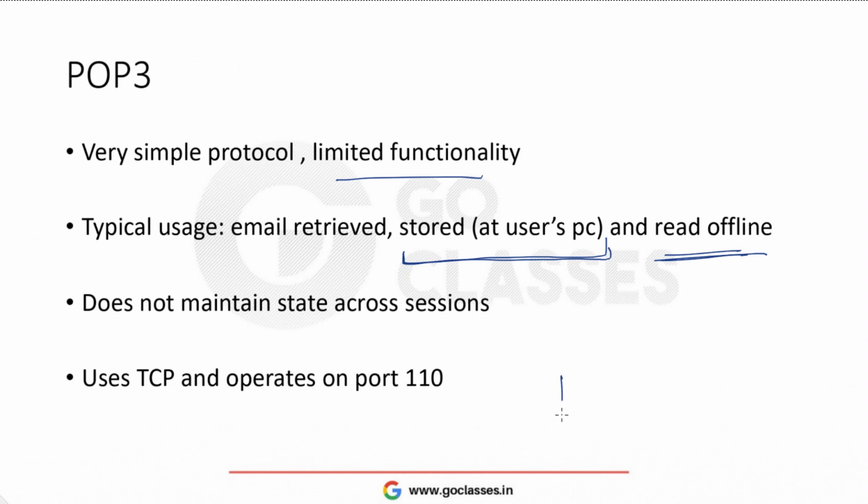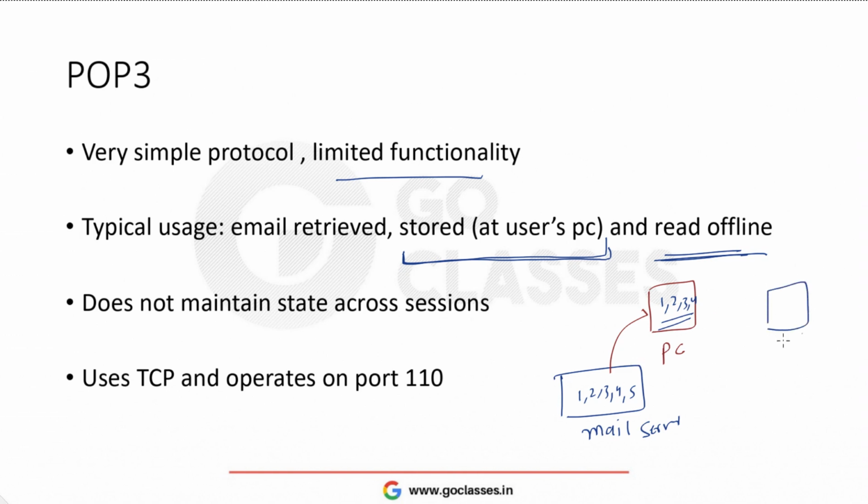Why? Suppose this is Bob's mail server, or Bob's organization mail server, and there are five mails, one, two, three, four, five, in the mailbox of Bob. Now Bob opens his PC and downloads. Let's suppose till now there are only four mails, and Bob downloads four mails. At another time, this fifth mail has come, and then Bob opens his mobile and downloads the fifth mail. So these are not synchronous, which means this is having four mails, this is having the fifth mail. So these are not in sync, right?